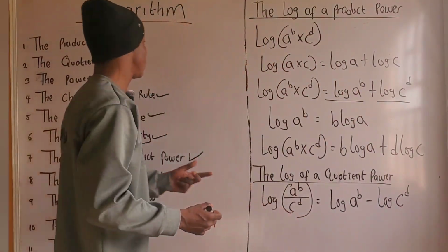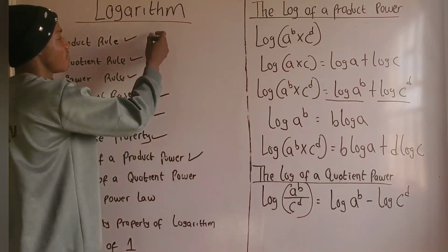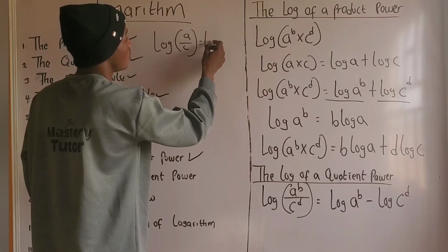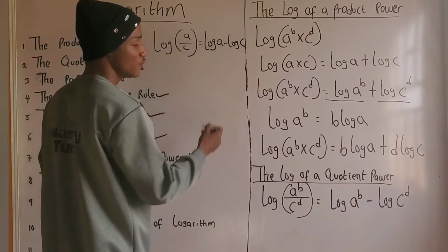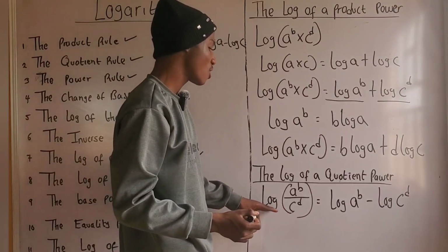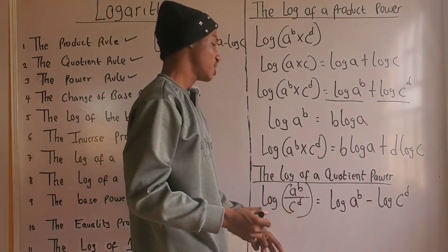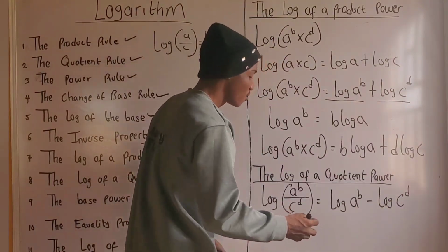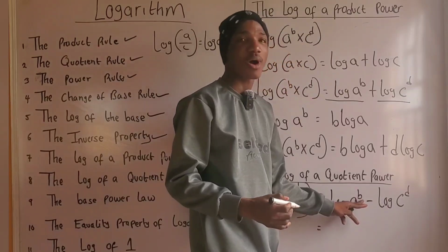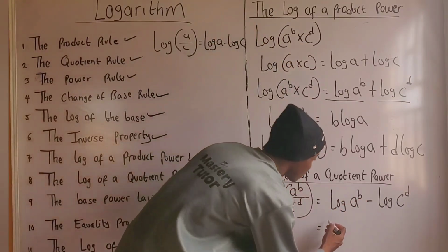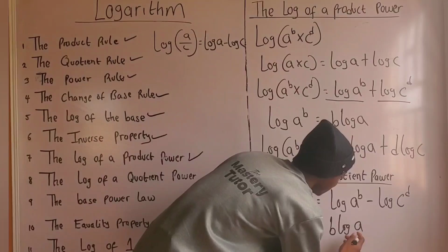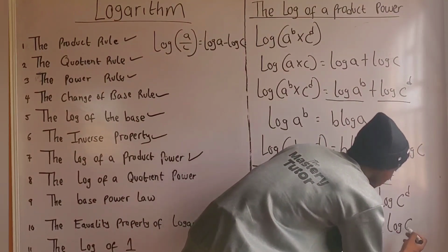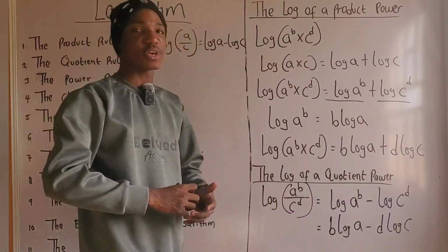Now, you know that according to the quotient rule of logarithm, if you have log a over c, this will be equal to log a minus log c. Likewise, if you have log a raised to the power of b all over c raised to the power of d, you're going to have log a to the power of b minus log c to the power of d. So therefore, because the log of a power is the product of that power and the log, I'm going to have b log a minus d log c. This law that you see here is called the log of a quotient power.